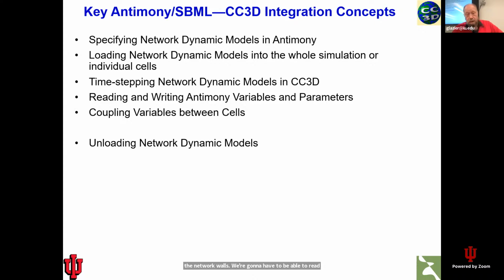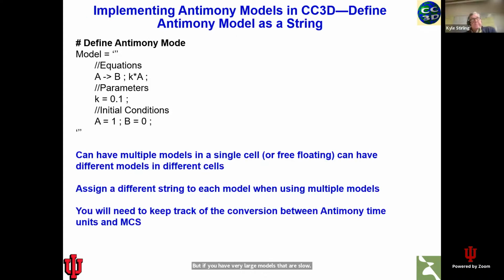And then very often we will have to couple them with something about the cell. If the networks run but don't do anything, it's not so exciting. So typically we'll either change values in the networks from the CompuCell Python or read from the networks and modify the behaviors of the cells. And then we have the ability to unload network models, which we're not going to use in this class. But if you have very large models that are slow, it's often convenient to be able to unload them.